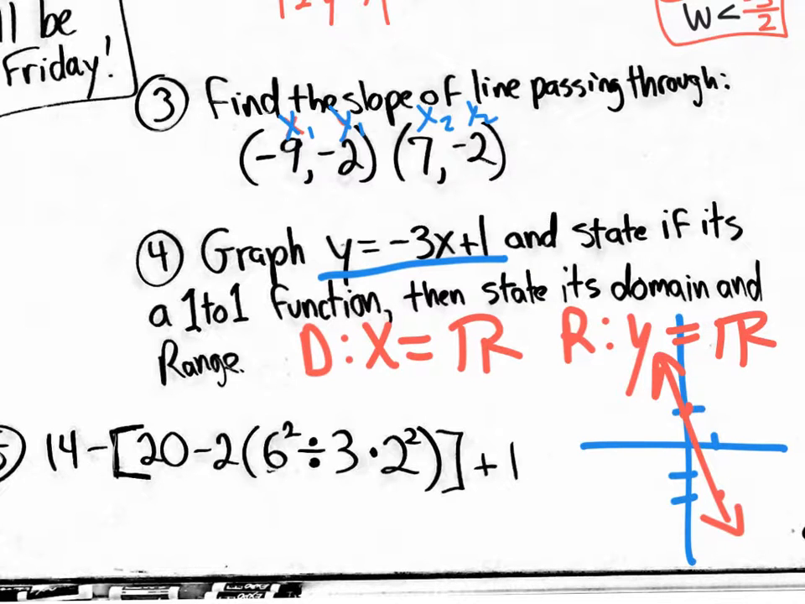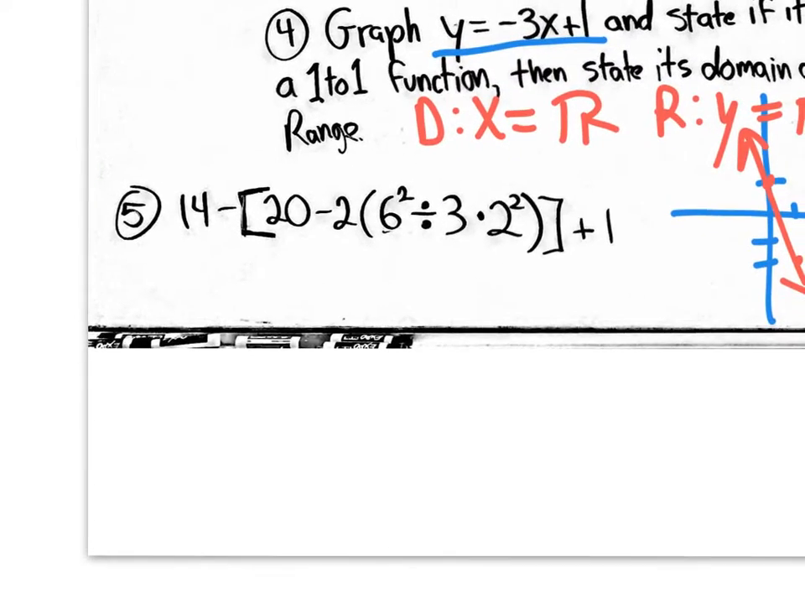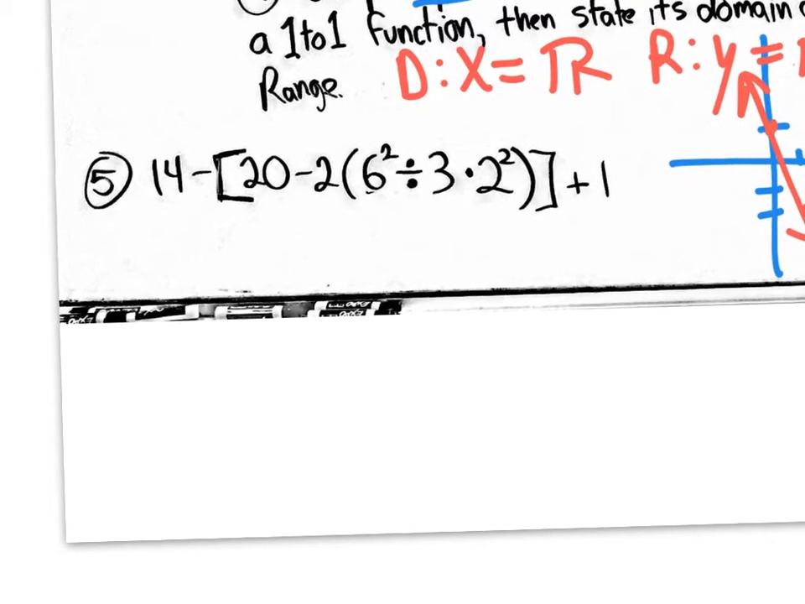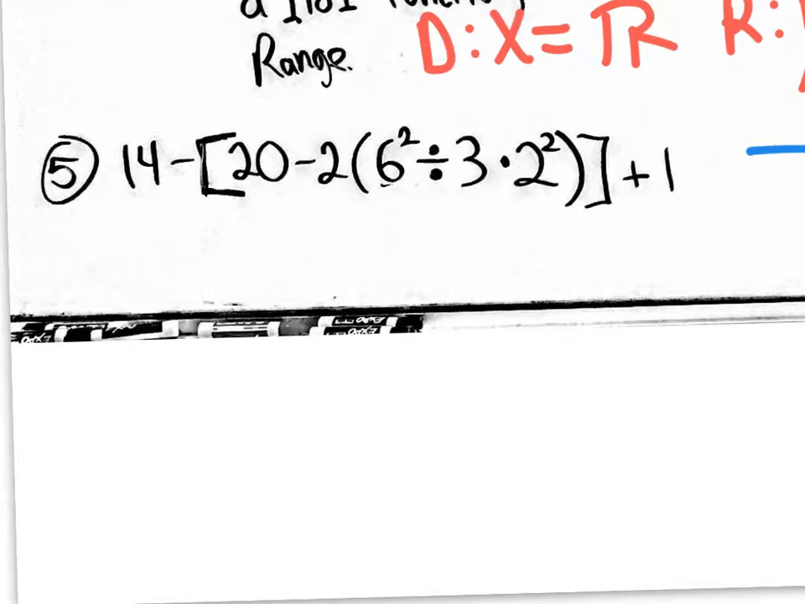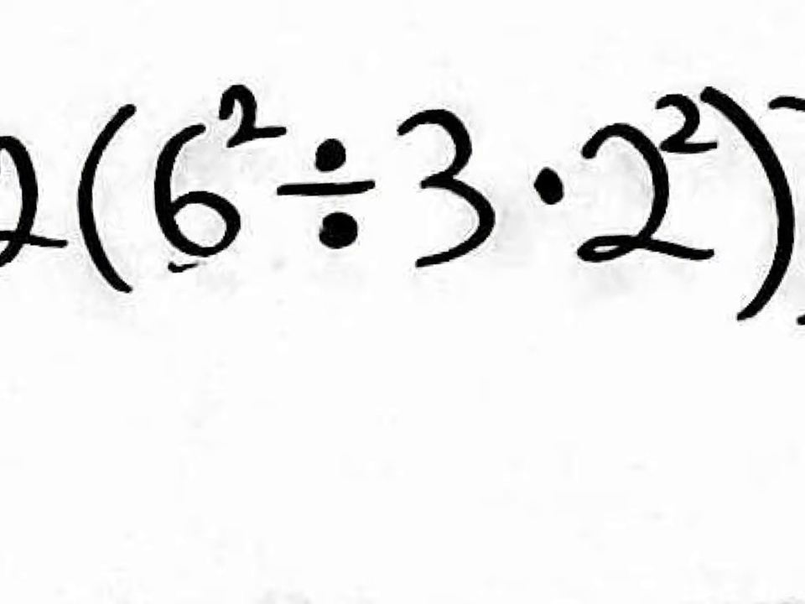Okay? Let's move on to the next one here. Number 5. There's a lot to do here. A lot of operations. We need to follow PEMDAS. So you always start with parentheses. These brackets are like parentheses. So it's kind of like ignoring the outside and just focusing in on the inside. But within the brackets, there's more parentheses. So we're going to zoom in even further just to look at what's in there.